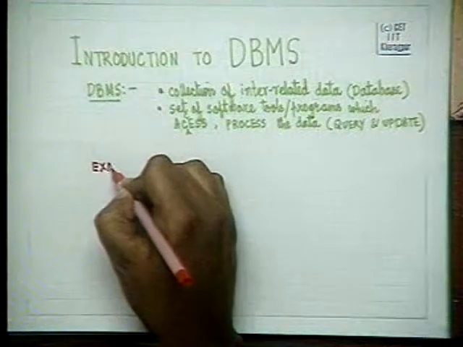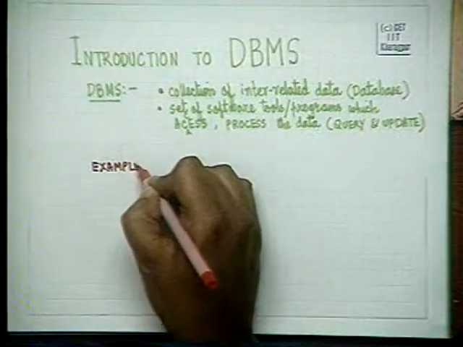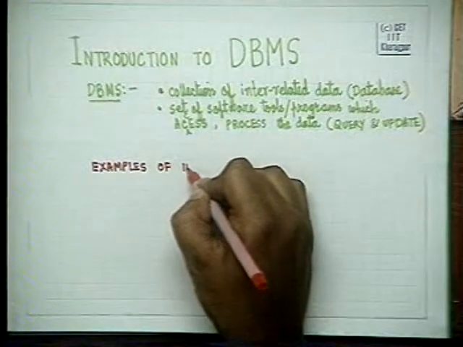For example, a number of places require software to be developed and data to be stored so that multiple users with multiple requirements can access that data, can use that data, and can process that data. Several examples of such applications will be important for us to study. I will just give you one or two examples of such information systems which require a database.